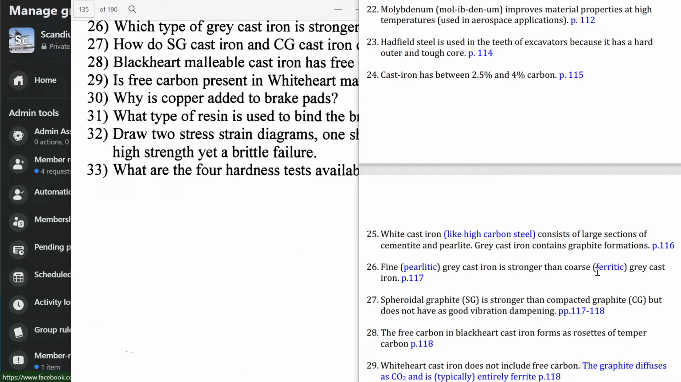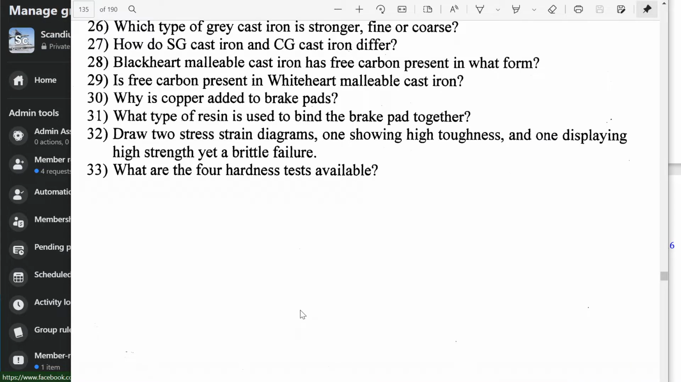Fine grey cast iron is stronger than coarse. Spheroidal graphite is stronger than compacted graphite, but it does not have as good vibration dampening. Again, all of these questions, I'm happy for them to be revision and they're things to know, but it's not the sort of thing that I would write in tests. So don't lose sleep studying these.